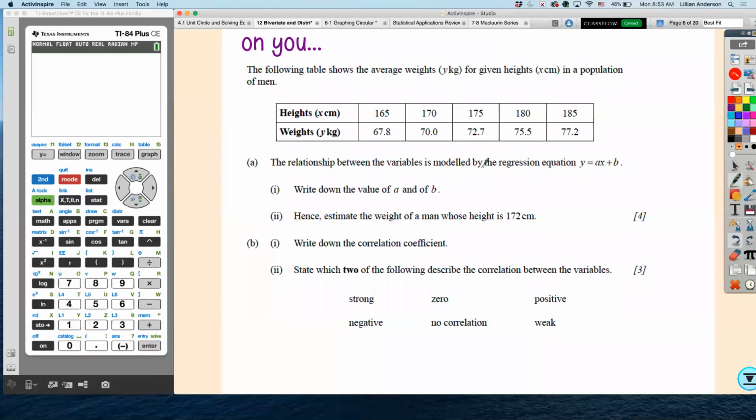So the following table shows the average weights for given heights in a population of men. The relationship between the variables is modeled by a regression equation, y equals ax plus b. You have to write down the value of a and b. Somebody give me a. 0.486. 0.486. Somebody give me b. Negative 12.41.